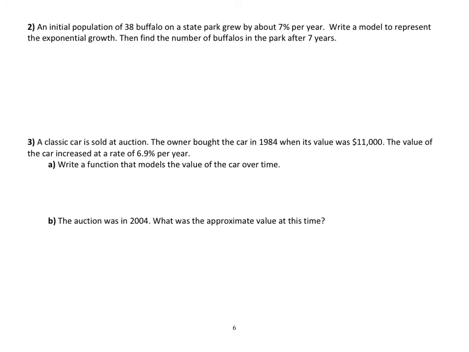In this second example, you have an initial population of 38 buffalo at a state park, which grew by about 7% each year. Write a model to represent the exponential growth. Then find the number of buffaloes in the park after 7 years. So how do we do this? Remember, we are just going to use the same equation from the previous page. So I'm going to use y to represent how many buffaloes there will be. The initial value is 38.